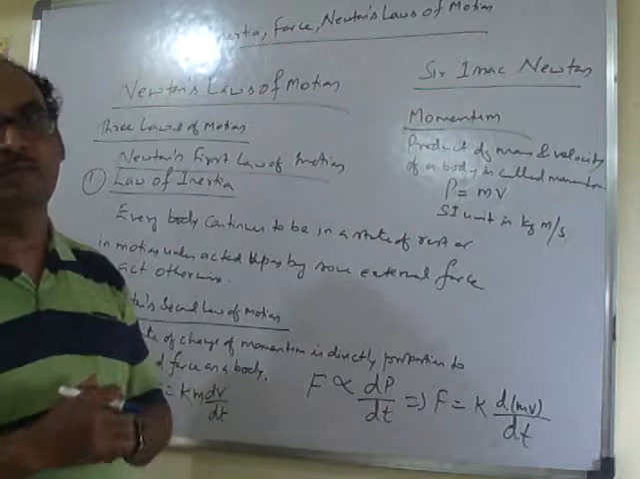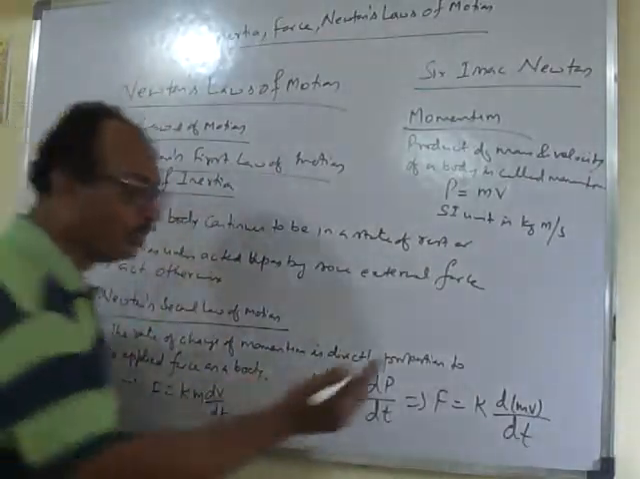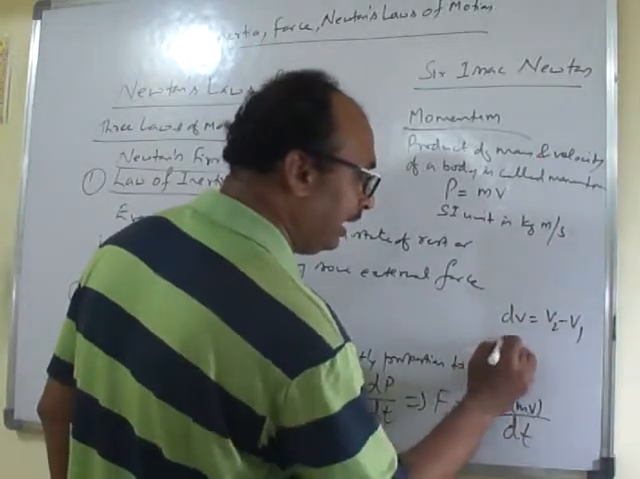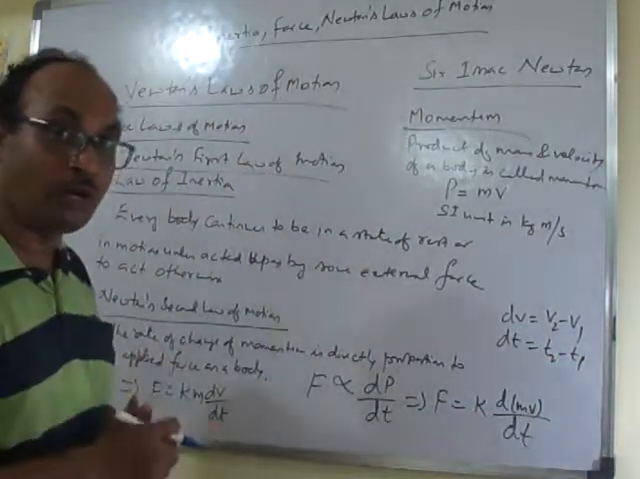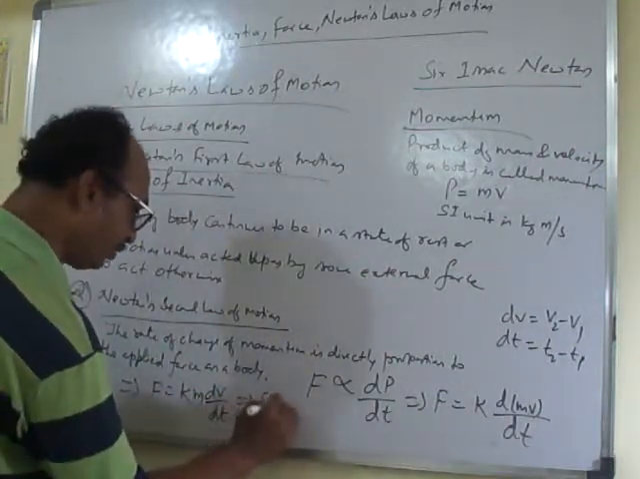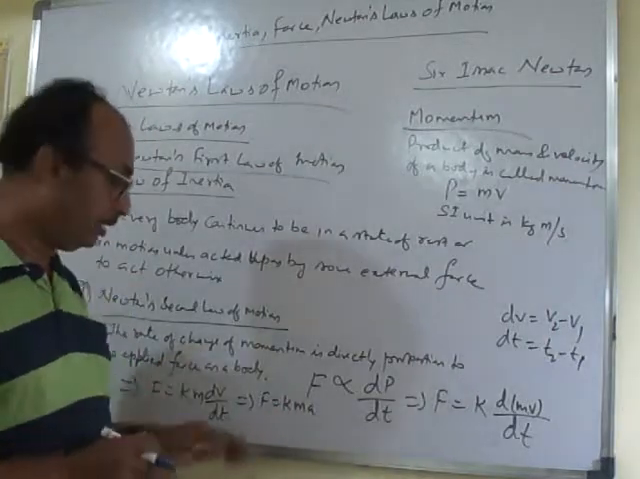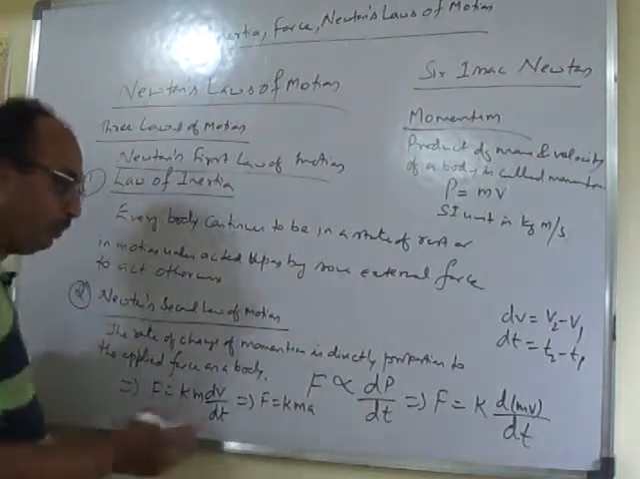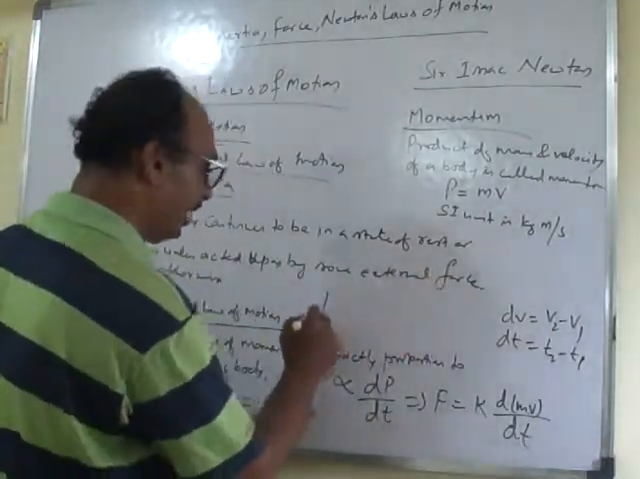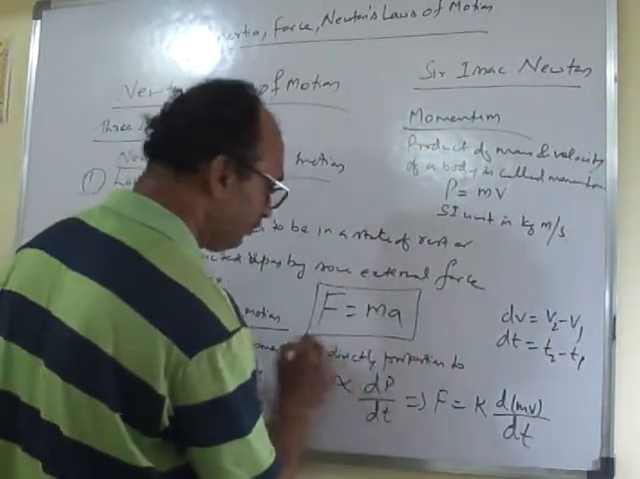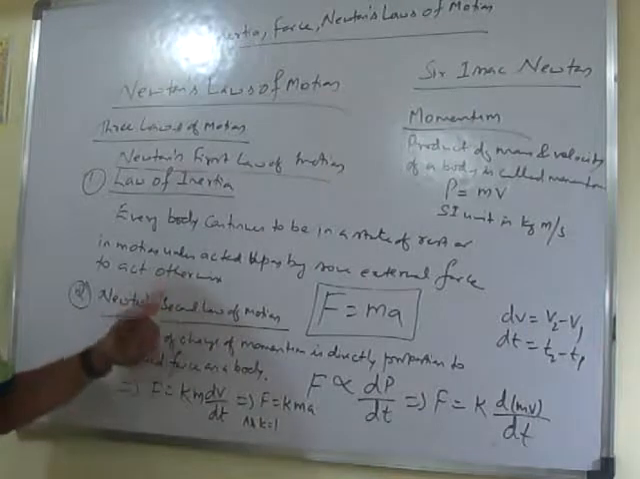If the velocity is v1 at time t1, and the velocity is v2 at time t2, what is the change of velocity? v2 minus v1, which is called dv, and dt is equal to t2 minus t1. So this dv by dt, the rate of change of velocity, is acceleration. So F is equal to kma. Experimentally it is found that the proportionality constant k is equal to 1. So we get F is equal to ma. This is the mathematical expression: force is equal to mass into acceleration, which is given by Newton's second law of motion.